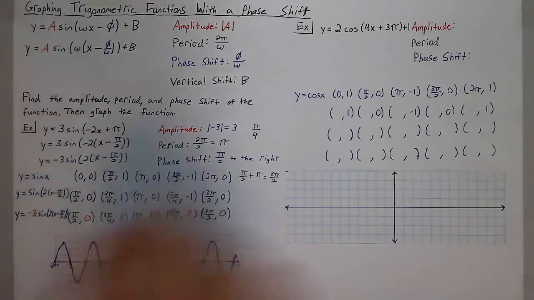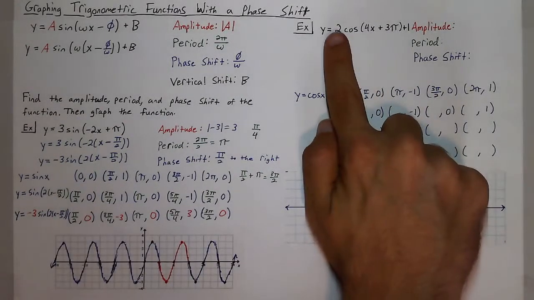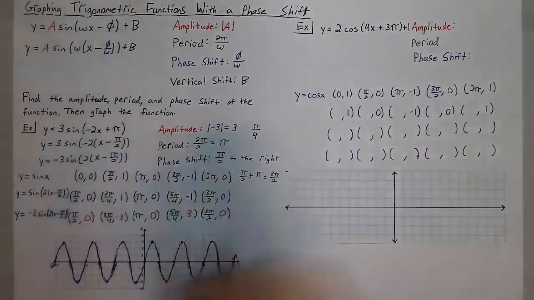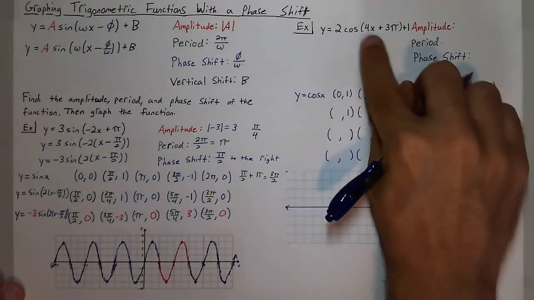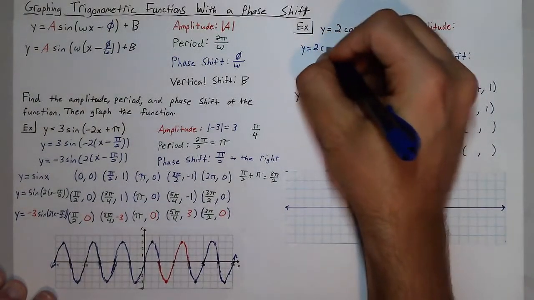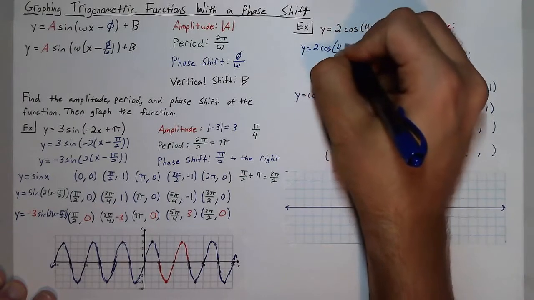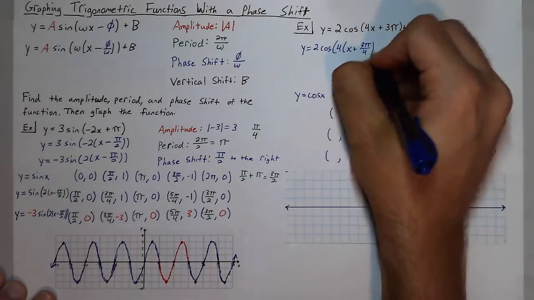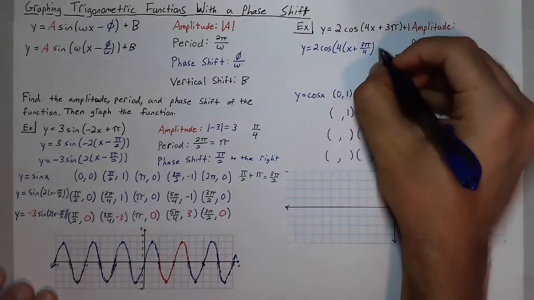Now let's look at this next example. 2 times cosine of 4x plus 3 pi, and again, it's plus 1. And again, the first step is we're going to factor out that 4 on the inside. So we'll have 2 cosine of 4 times x plus 3 pi over 4, and then plus 1.